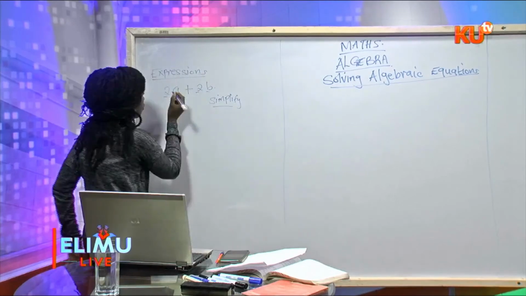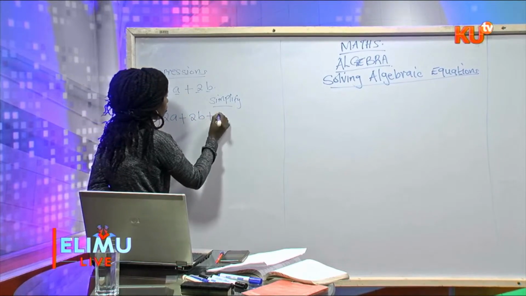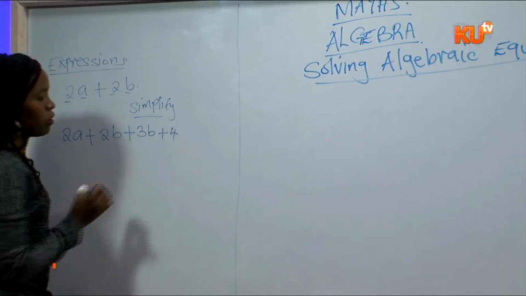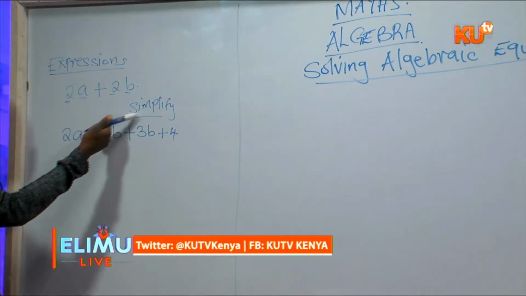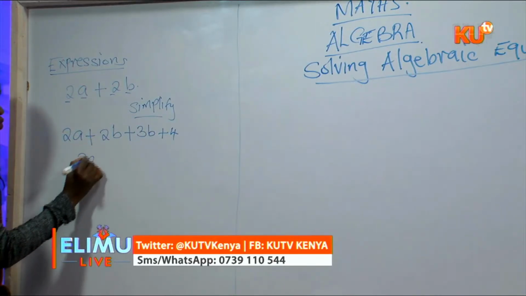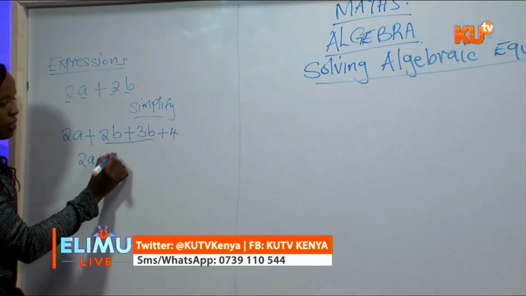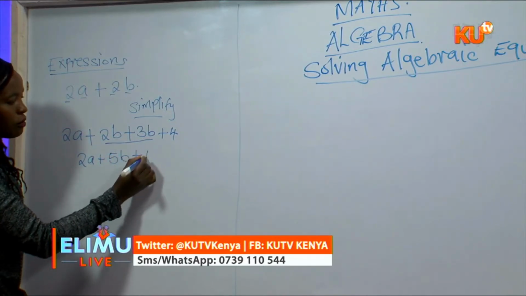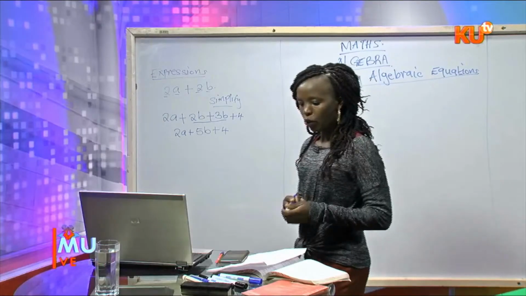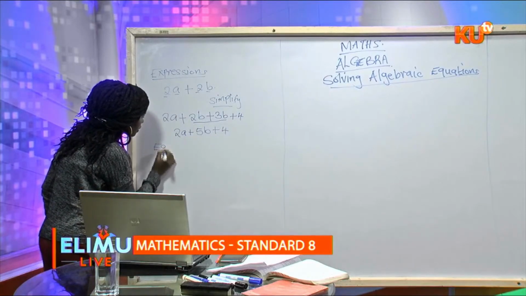You can have another example of an expression. For example, 2a plus 2b plus 3b plus 4. We have said we cannot solve them, we can only simplify them, whereby we put the like terms together. Here we have 2a plus 2b plus 3b, we get 2a plus 5b plus 4. We can't go beyond there, we can only simplify them. Then we look at algebraic equations.